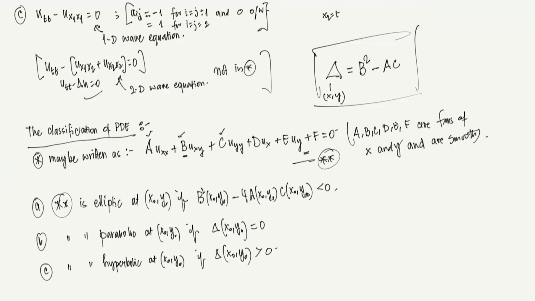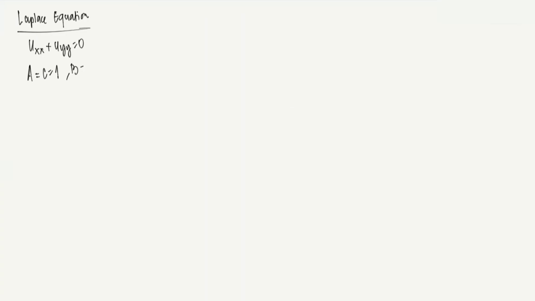First of all, for a Laplace equation, what is the equation? Let me write it like this: uxx plus uyy equals 0. Here I wrote it in terms of x1, x2, but I am writing it in terms of x and y. That's okay, it's just a variable. Now, here a equals c equals 1. If you compare it with the star, a and c are 1, b is 0, d is 0, e is 0, f is 0. So b, d, e and f are 0.